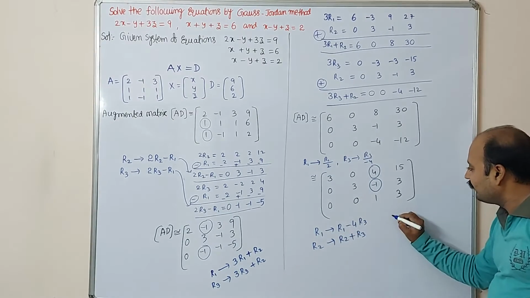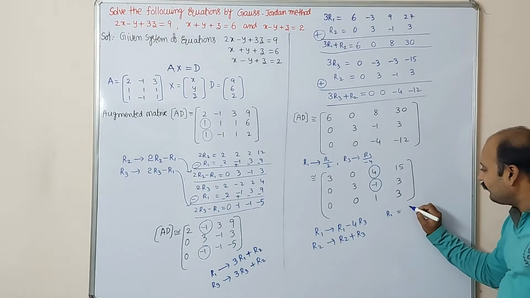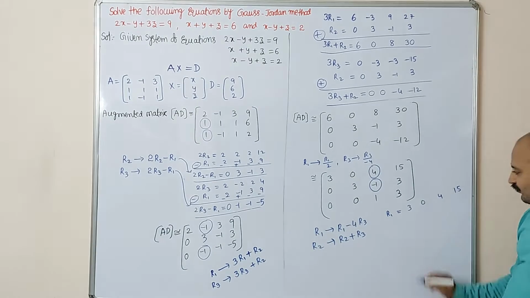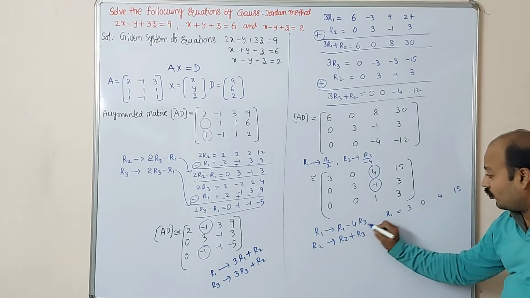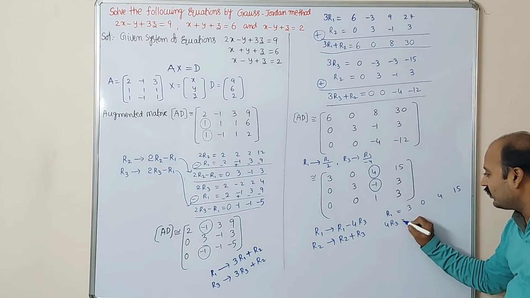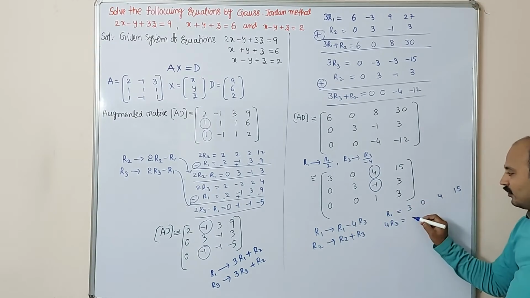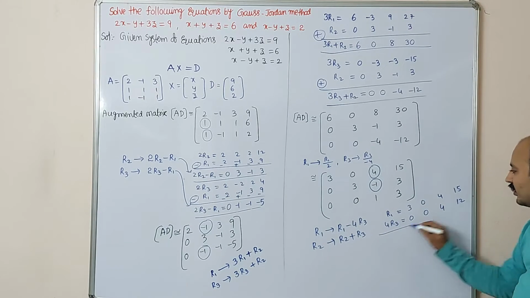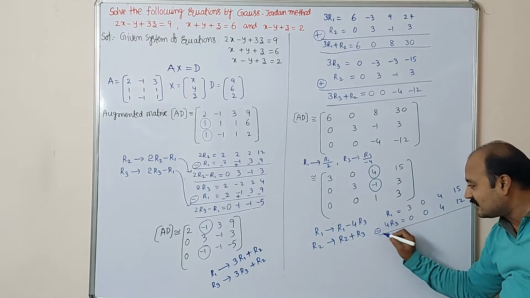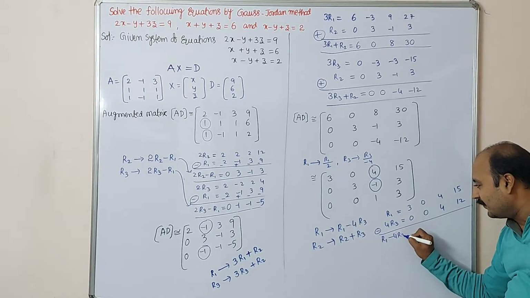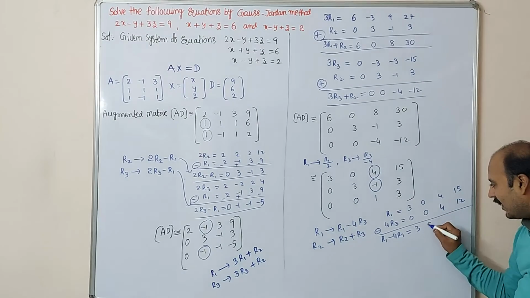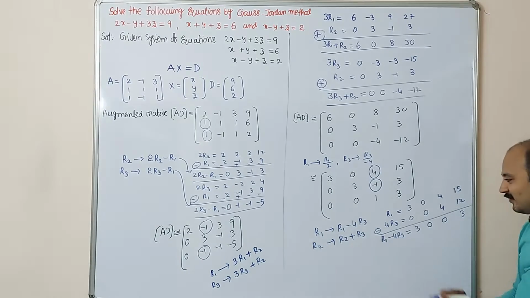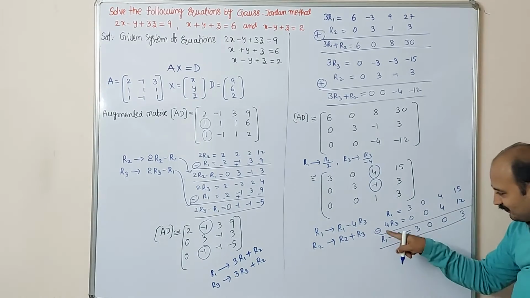So R1 as it is, we are writing 3, 0, 4, 15. Next 4R3. This is the R3 value multiplied by 4: 0, 0, 4, and 4 times 3 is 12. We are subtracting, dear students, minus. So R1 minus 4R3: 3 minus 0, 0 minus 0, 4 minus 4, 0, 15 minus 12, 3. We got it now?